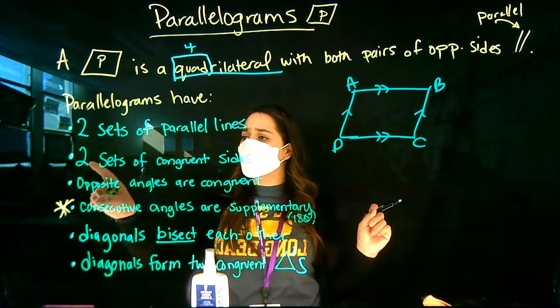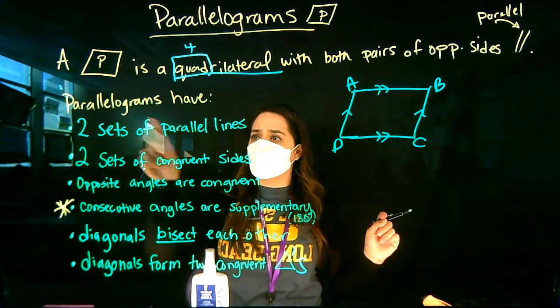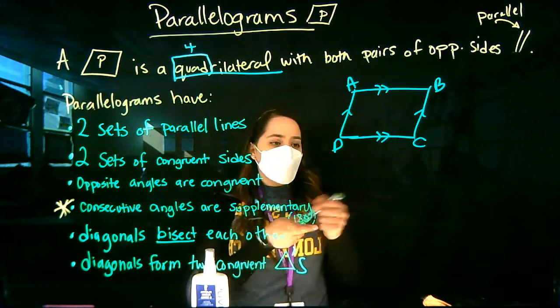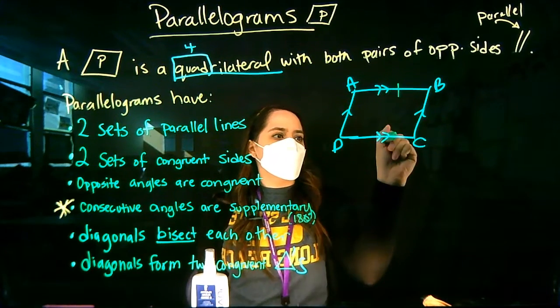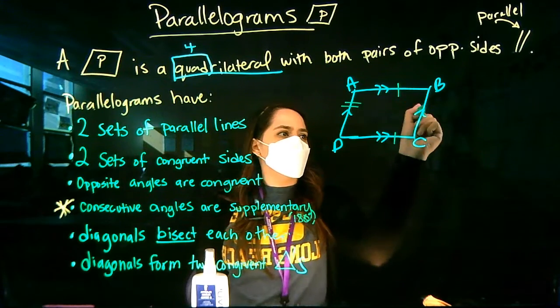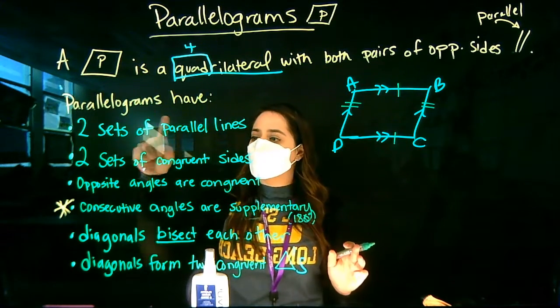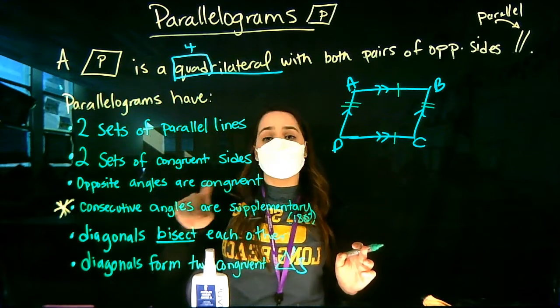And then we also know that parallelograms have 2 sets of congruent sides. So that means that this side is congruent to this side, and this side is congruent to this side. Hopefully you follow that so far. Parallelograms also have opposite angles that are congruent.